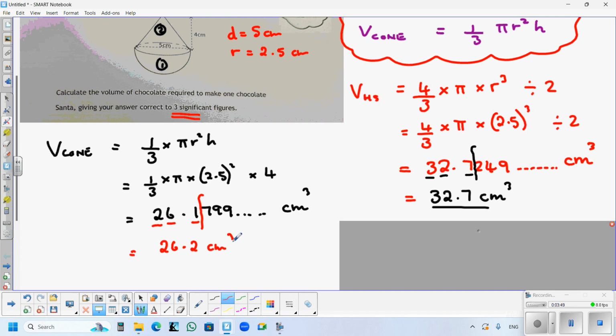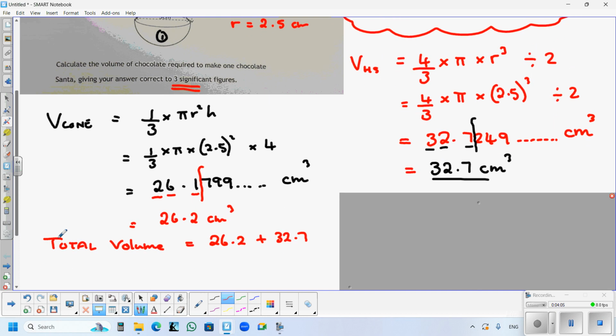Now, all I have to do now is get the total volume, the full volume of that chocolate Santa. So total volume, add both of them together. So I've got 26.2 and I want to add on 32.7. When I add them together, 7 and 2 is 9, the decimal point, 2 and 6 is 8, 3 and 2 is 5. So it's 58.9 centimetres cubed.